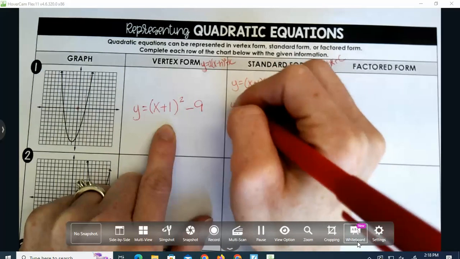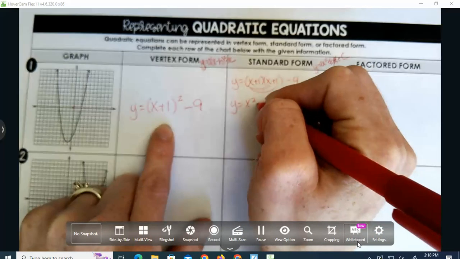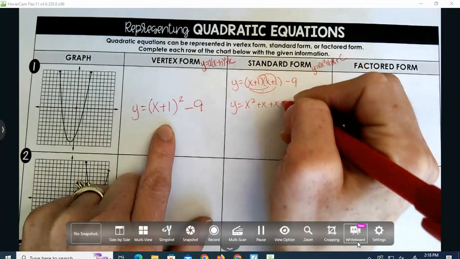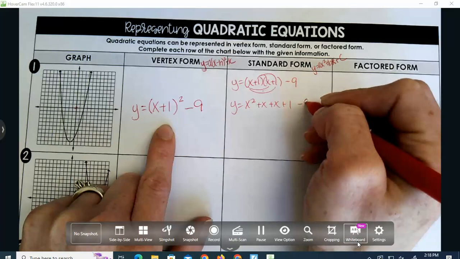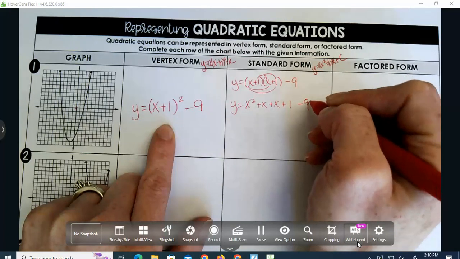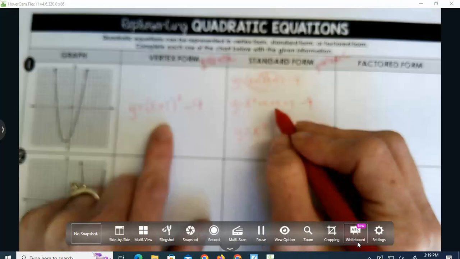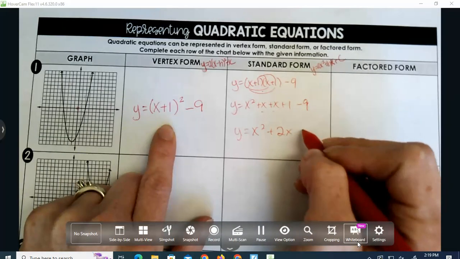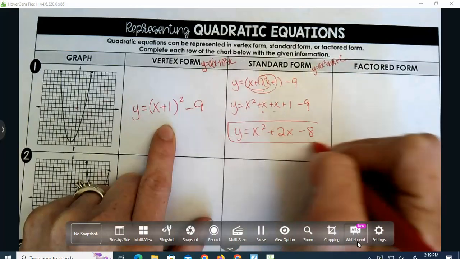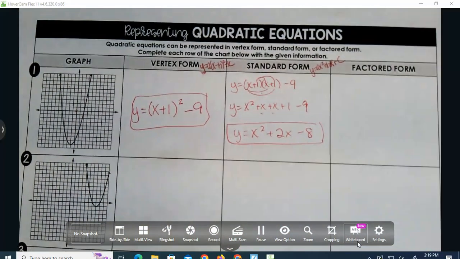Yeah, the FOIL. We get x squared, 1 times x is x, 1 times x is x, 1 times 1 is 1, and we still have that minus 9 on the end. And so when we combine like terms, we have x squared, 1x plus 1x is 2x, 1 minus 9 is negative 8. So that's what the standard form would look like.